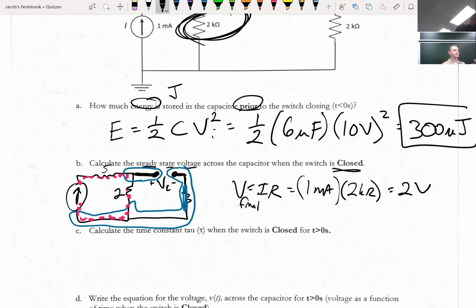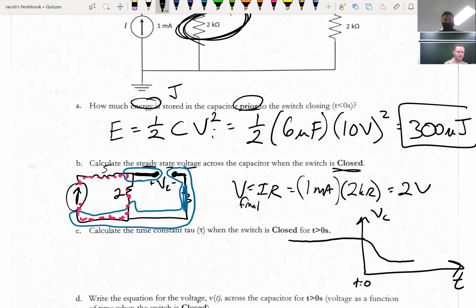So it was at 10 volts, it's going down to 2 volts. So it is discharging, but it's not fully discharging. If I was to draw this on a graph, as a function of time, what is the voltage across the capacitor? It was at 10 volts for a very long time. And then we close the switch right here at t equals 0, and it goes down until it hits a steady state. And that steady state is 2 volts.